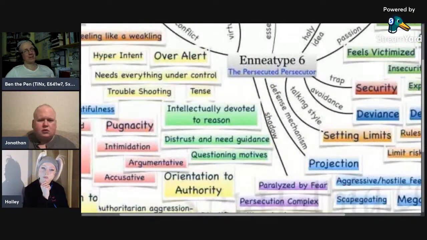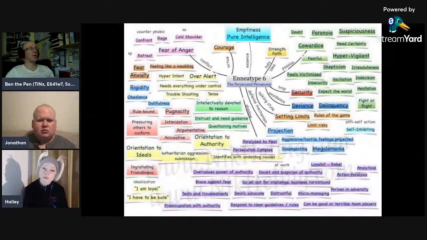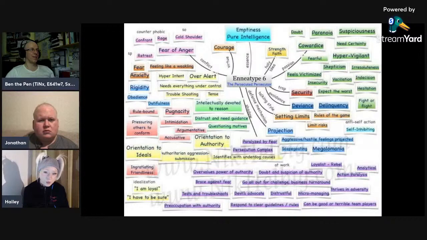Depends on what they mean by it. I think this is from Naranjo because there's pictures of Nick Helbig with Naranjo. Yeah, I don't relate to a lot of this. Retreat, fear of anger, rage, fear, anxiety, feeling like a weakling, over alert. Yes, I want everything to be under control, but just because I want to get shit done.